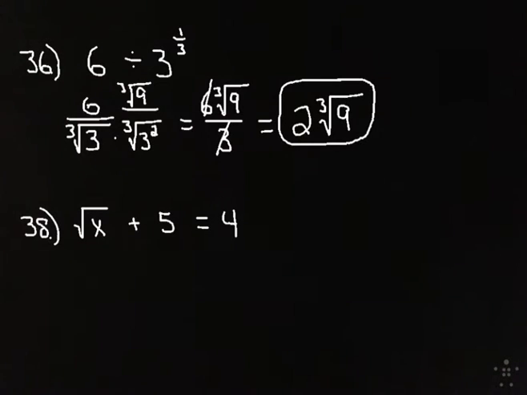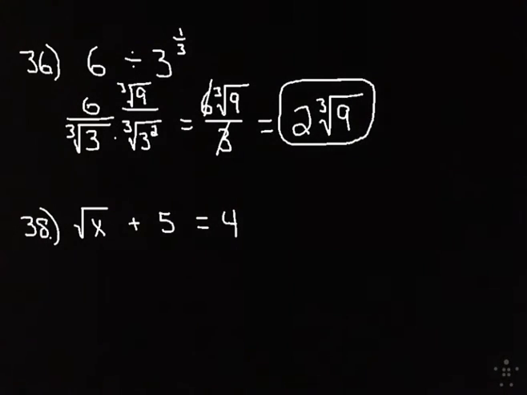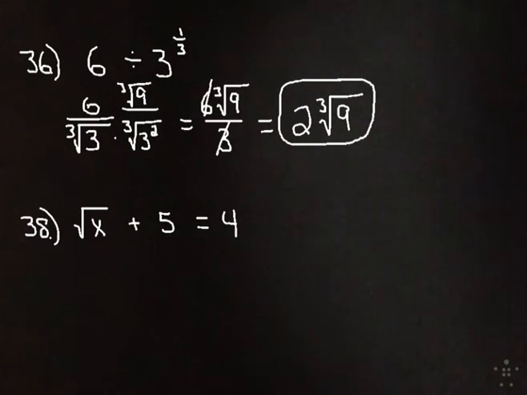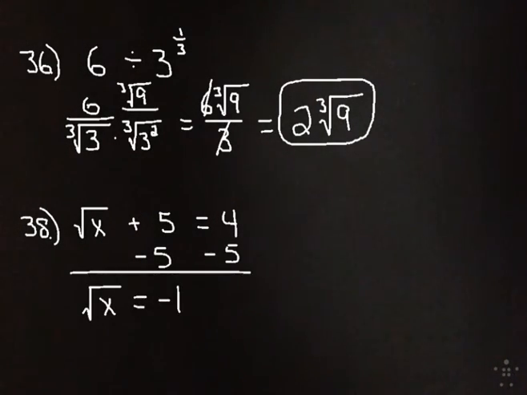Moving on to question number 38, we're trying to solve here. Okay, we're changing gears and we're solving for x. If I want to solve for x, I need to get x by itself. So in this case, I subtract the 5, take it to the right side, and I get the square root of x is equal to negative 1.